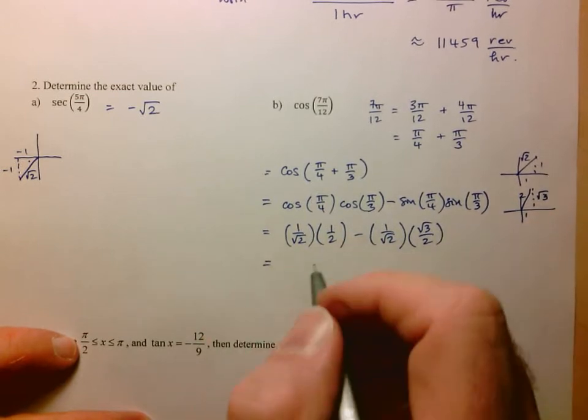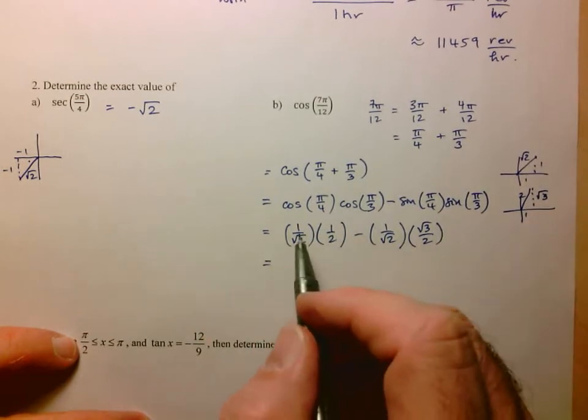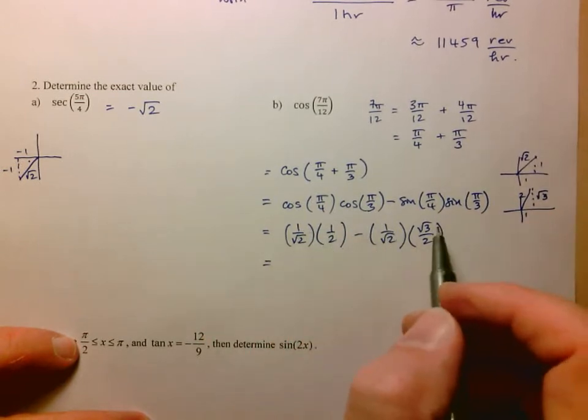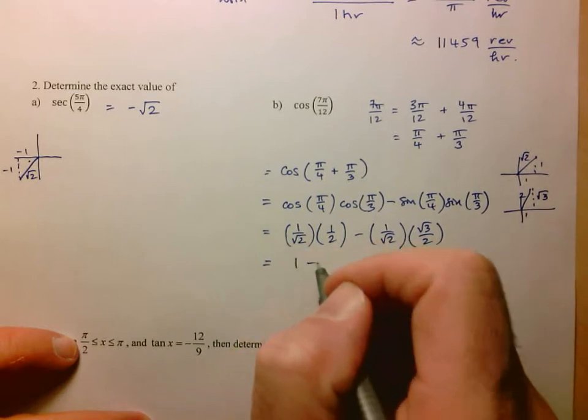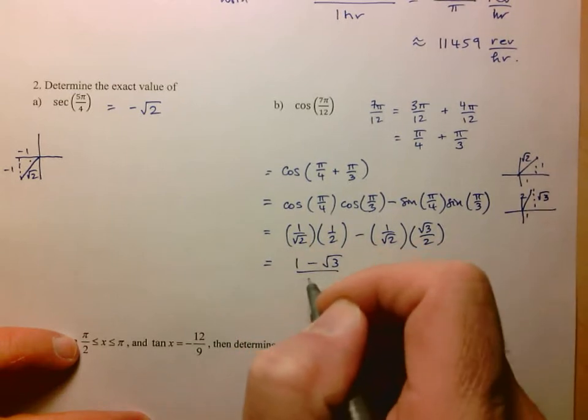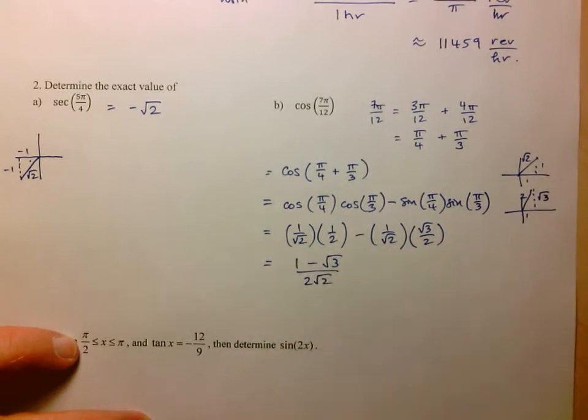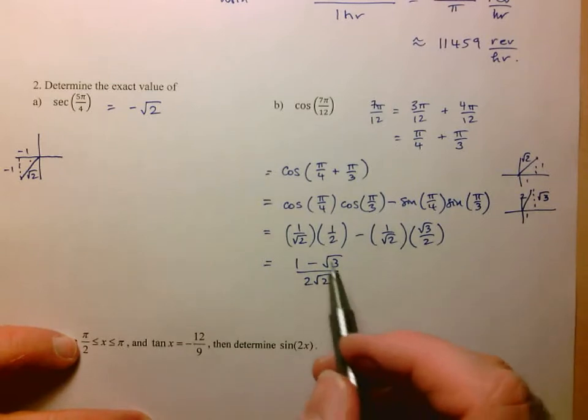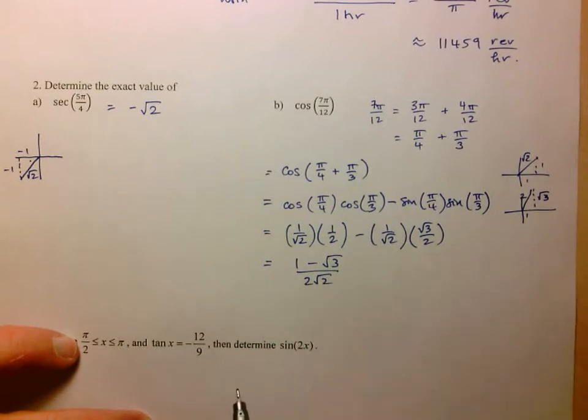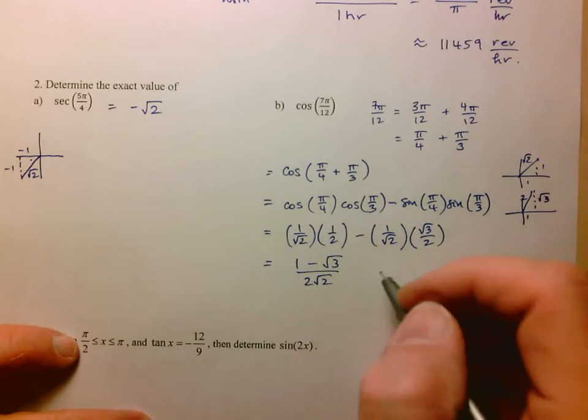Okay, and now let's just simplify. So we've got 1 over 2 root 2 minus root 3 over 2 root 2. So that's 1 minus root 3 over 2 root 2. Okay, now I'm okay with an answer given with a square root in the denominator, but if you did want to rationalize, remember what you have to do.